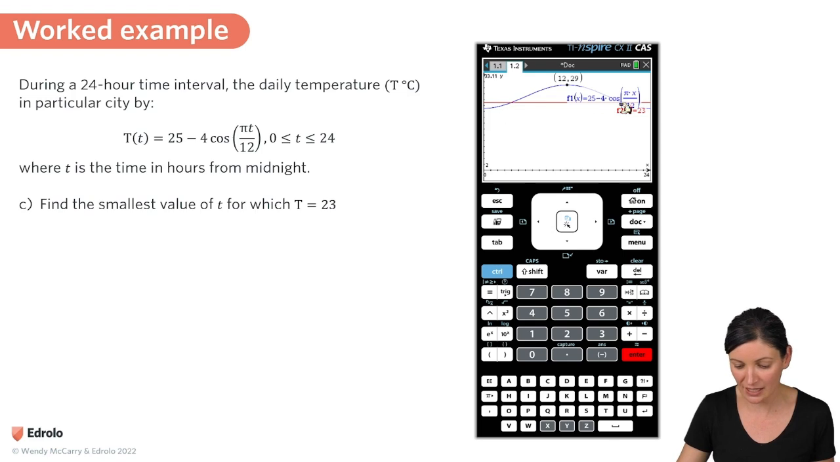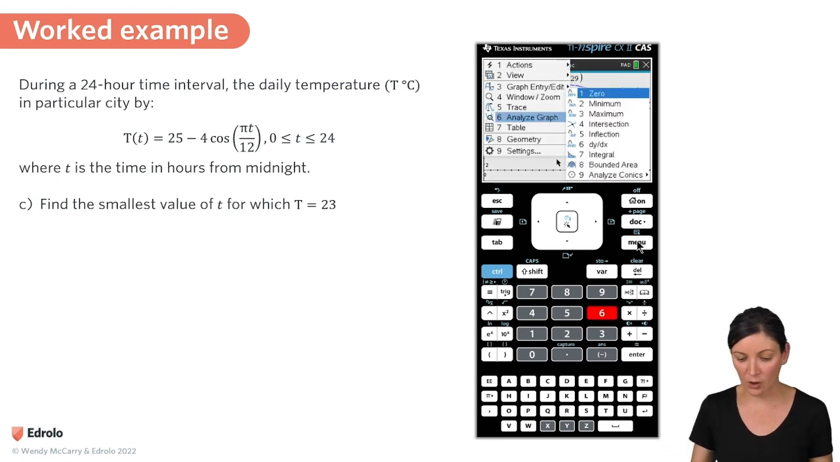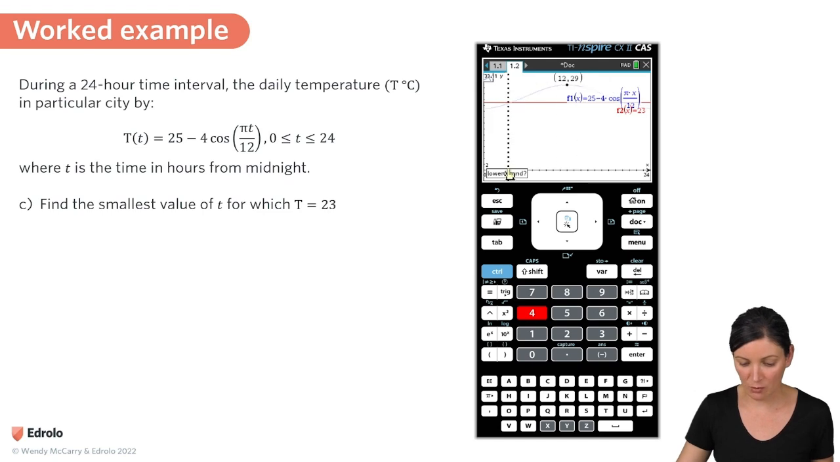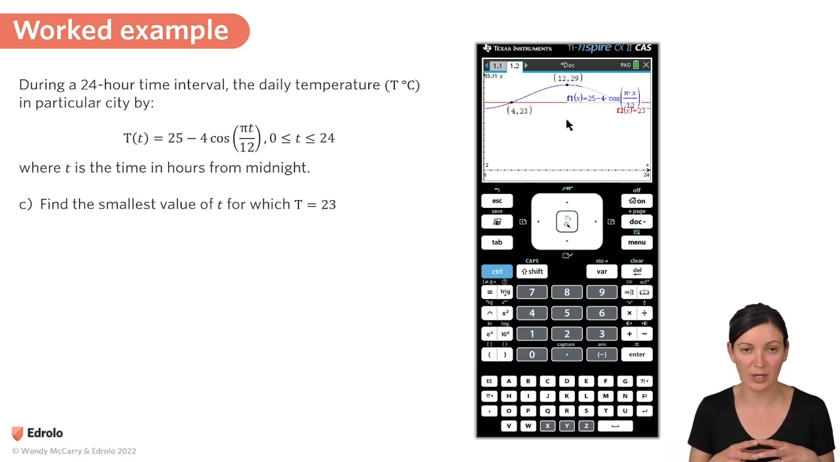So you can see the graph intersects in 2 places, but we were asked to find the smallest value of t, so we're just going to look at this first intersection point. So if we go into our menu, Analyze Graph, we're going to now look at the intersection, which is number 4. We're going to do our lower and upper bound around this point here. So you can see that it intersects at (4, 23). So the answer to that question, the smallest value of t for which the temperature is equal to 23, would be 4.